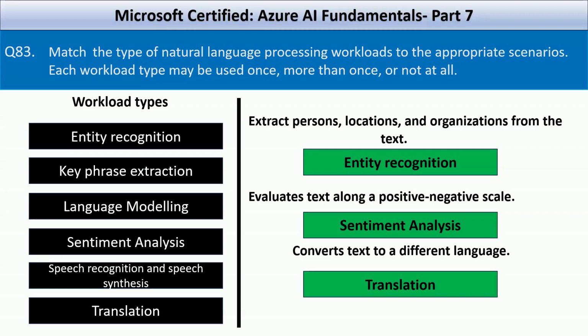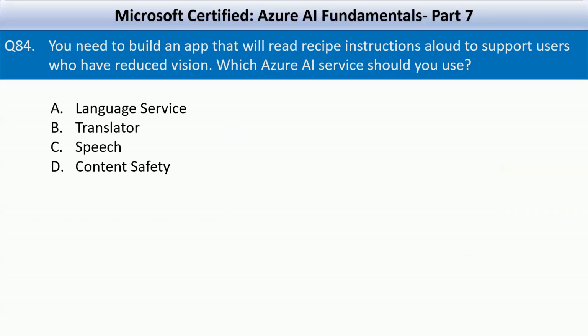Let's look at question number 84. You need to build an app that will read recipe instructions aloud to support users who have reduced vision. Which Azure AI service should you use? Your options are language service, translator, speech, content safety. Now, friends, language service analyzes text for sentiment, key phrases, entities, so not suitable for this use case.